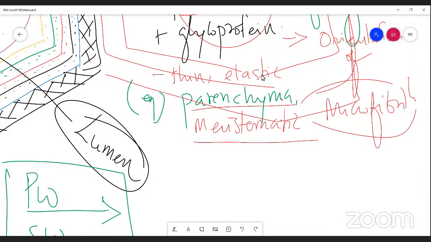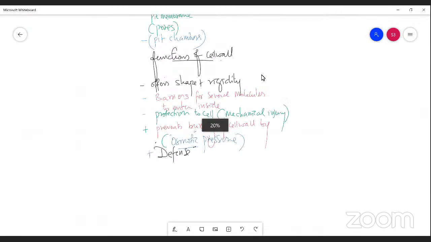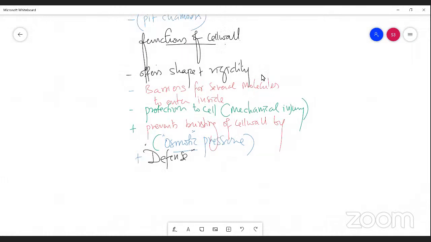Talking about functions of the cell wall, any function? It offers shape and rigidity, protection of the cell, prevents bursting of the cell by osmotic pressure, and defense. It also provides protection to the cell as a defense mechanism, right? Yes, sir. Thank you, sir.